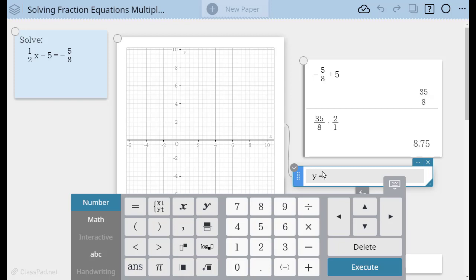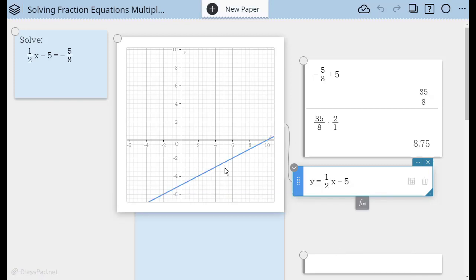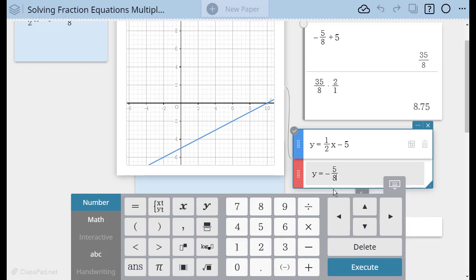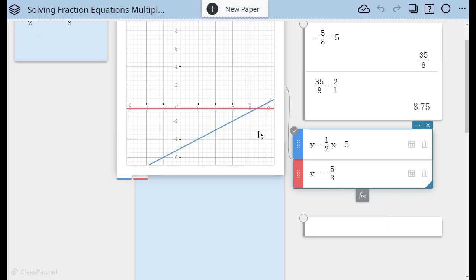So I'm going to hit y equals, and here's where the fraction template is going to come in handy again. I want 1/2, so 1/2, and before I hit that variable, I want to make sure I'm getting out of the fraction. So then x minus 5, so that's one of my equations, so it's going to graph that for me right there. And then I want to graph the second function, so I'm going to hit this function here and get a second function. And my second function is a constant, so it's that negative, and I want to, again, use my fraction template, so 5/8. And there are my two graphs, and the solution would be where they intersect.